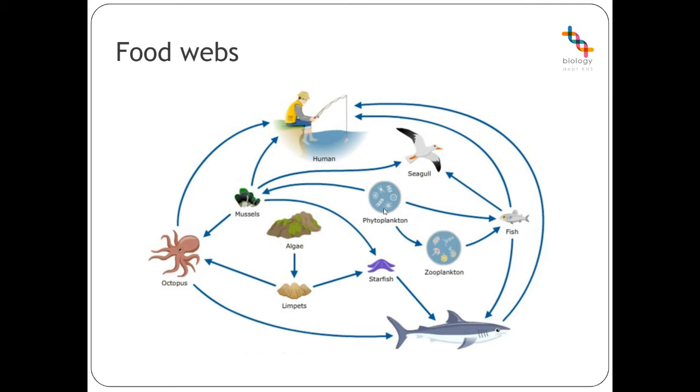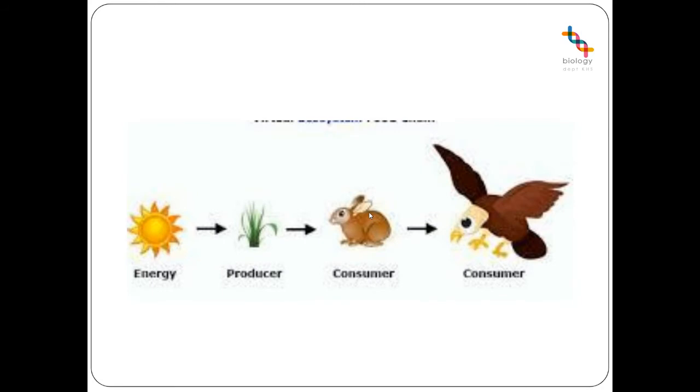We can build those together. You can see it's a lot more complex, into something called a food web. A food web is made up of all the different food chains within that ecosystem. So if we try and find the producer here, it's a lot more tricky.